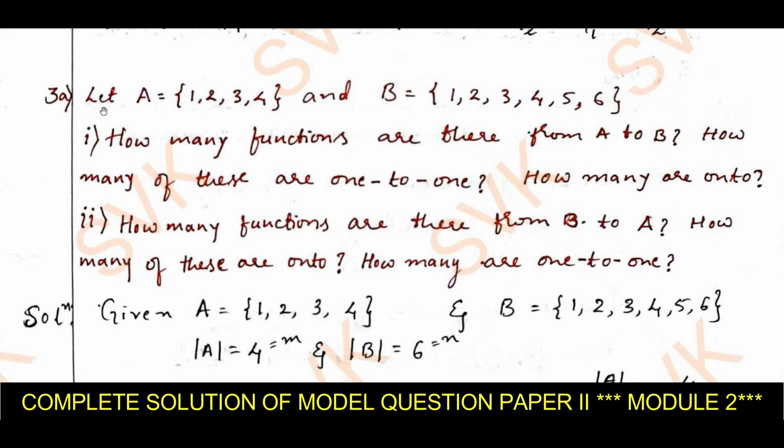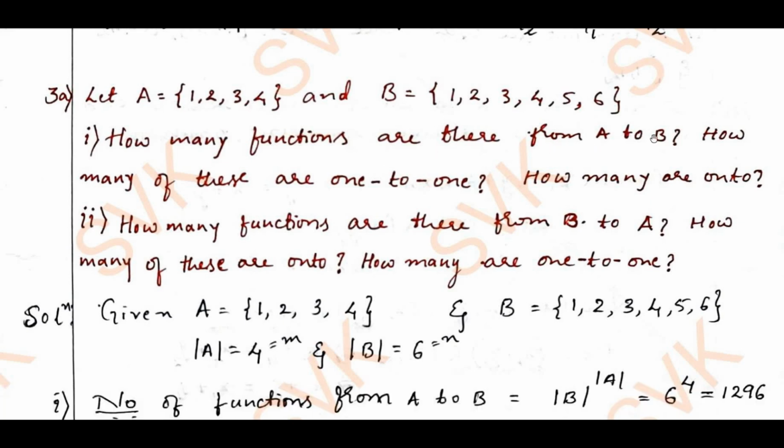So the given question is what here? Let A equal to the set {1, 2, 3, 4} and B equal to the set {1, 2, 3, 4, 5, 6}. They are asking to find how many functions are there from set A to B. Next, how many of these are 1 to 1? Next, how many are onto? Similarly, the second question is how many functions are there from set B to A? Continued. How many of these are onto? How many are 1 to 1?